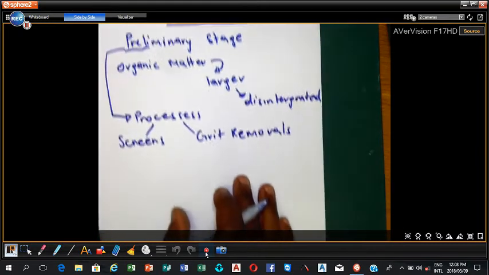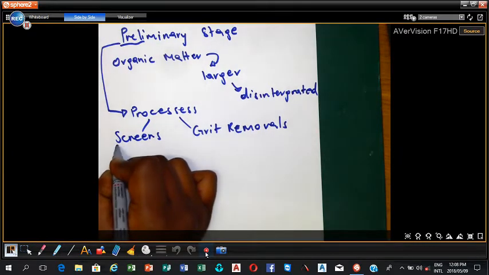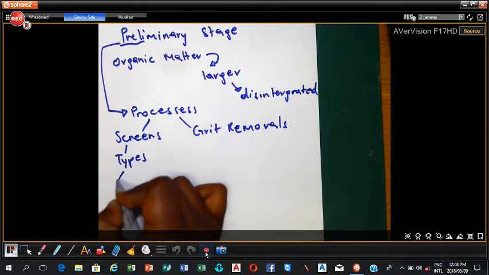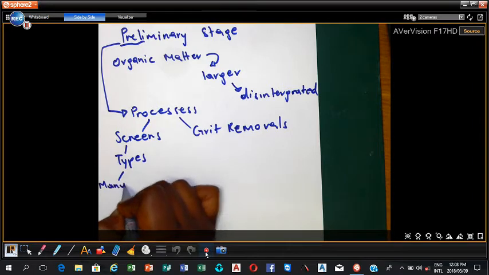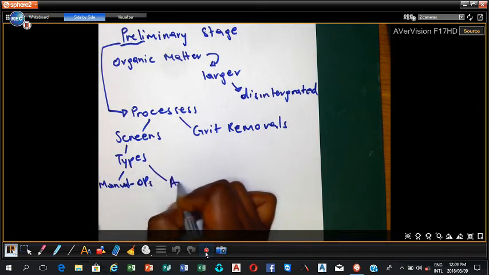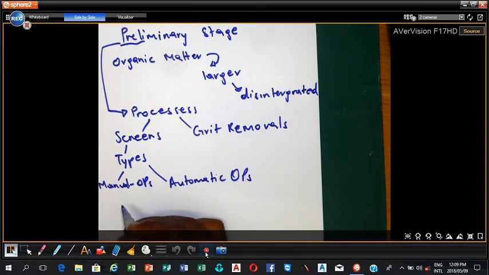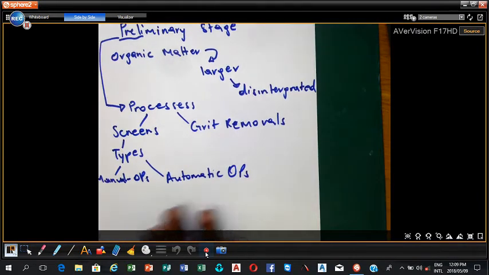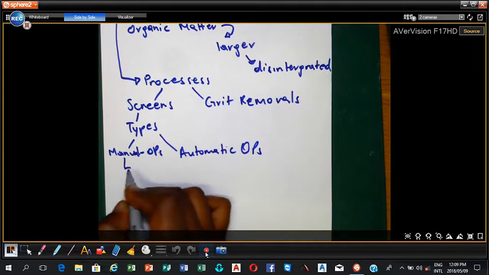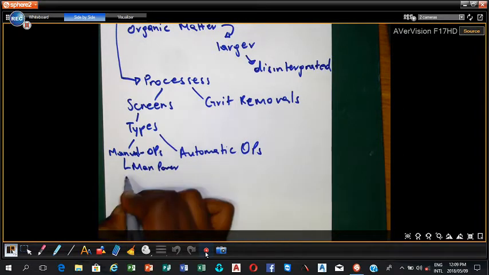Now, when you speak of the grit removals and the screens, within the screens, of course, you will have different types of screens. If you talk types of screens, you'll be referring to the manual operated screens as well as the automatic operated screens. Once you discuss the manual operated screens, you know for a fact that you will be relating to manpower, and that is labor intensive.